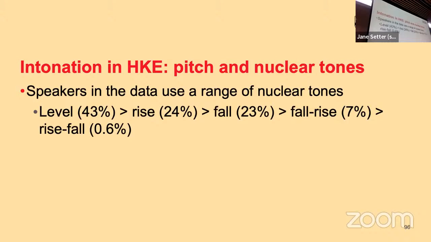Speakers in the data also use a range of nuclear tones. We found that the level tone was the most common, and that's what you're going to find in spontaneous speech, lots of ers and ums and ahs and stuff like that. We found that they made more use of the rise than the fall, but only marginally. The fall rise wasn't really used very much at all, and there could be a post-colonialism reason for that. And we didn't get many rise falls, very, very few.